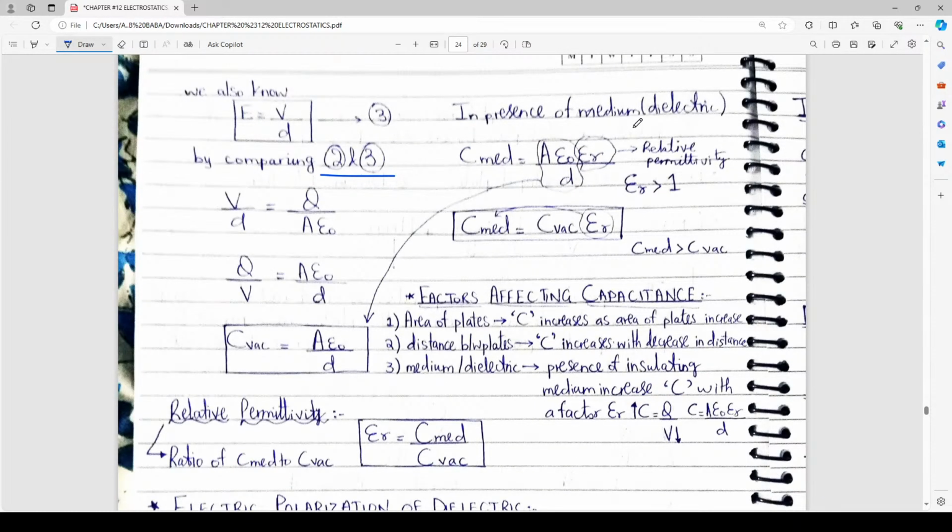In the presence of the dielectric medium, C medium is equal to A epsilon naught upon D, and relative permittivity is also included, which is greater than 1. C medium is equal to C vacuum into epsilon R, and C medium is always greater than the capacitance of the vacuum.